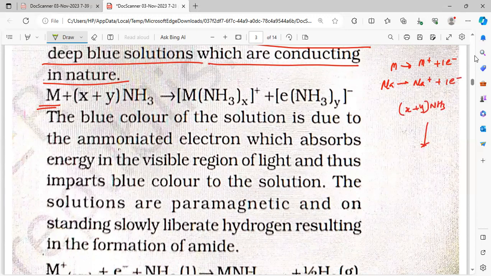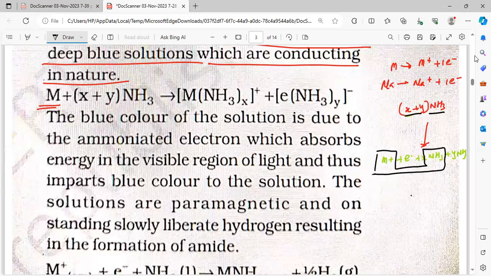M+ combined with x molecules of NH3. If you are splitting this, what you will find is M+ and electron, and here in the solution x NH3 plus y NH3 is there. These are the molecules. Now see, M+ and NH3, so the compound you are getting is M(NH3)x.